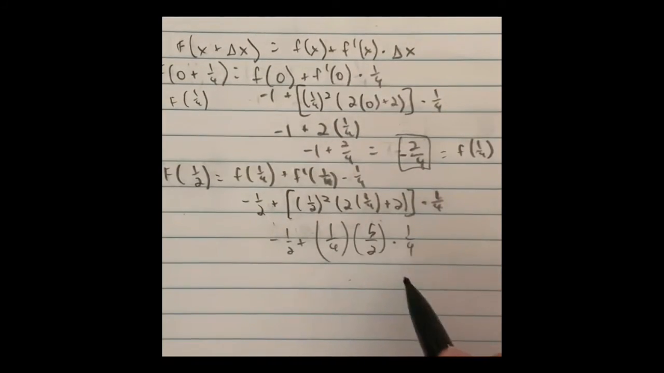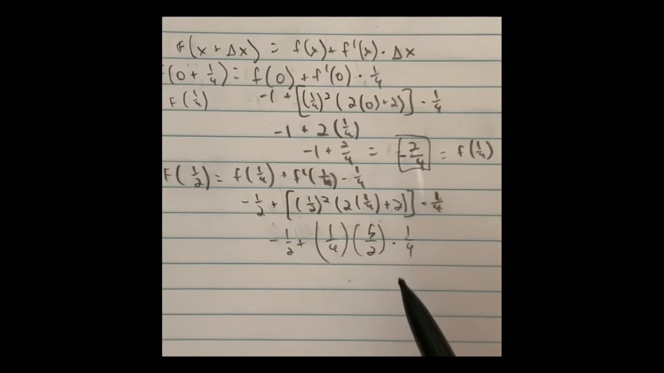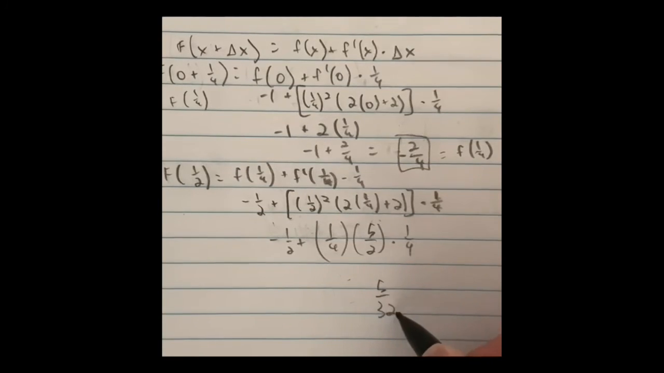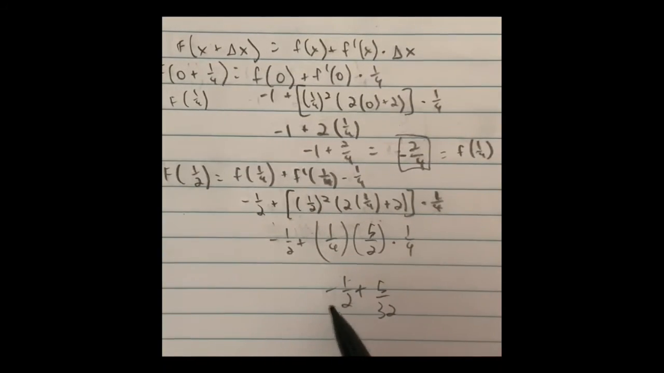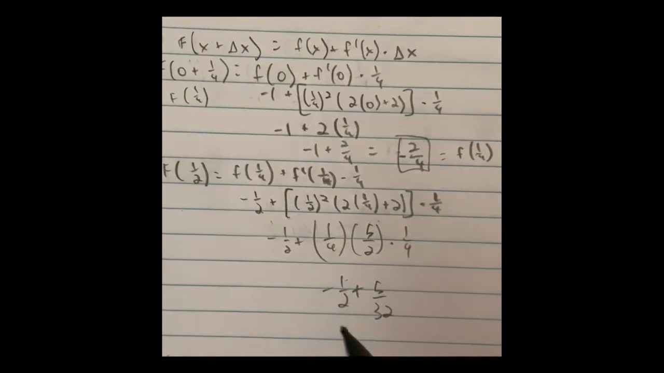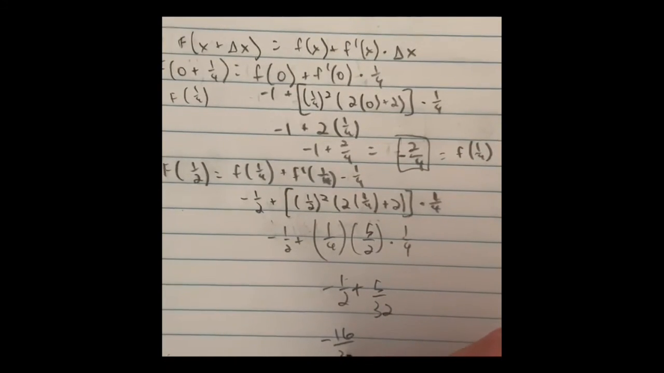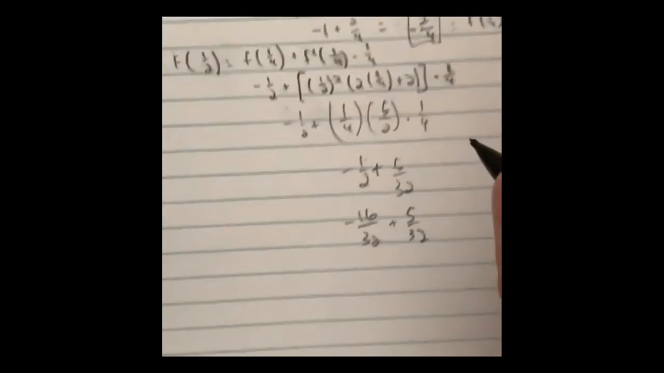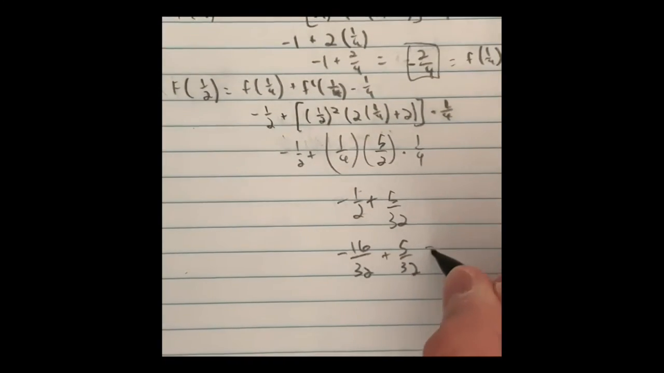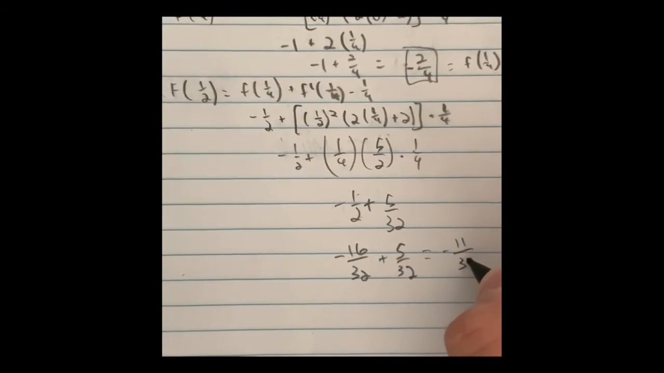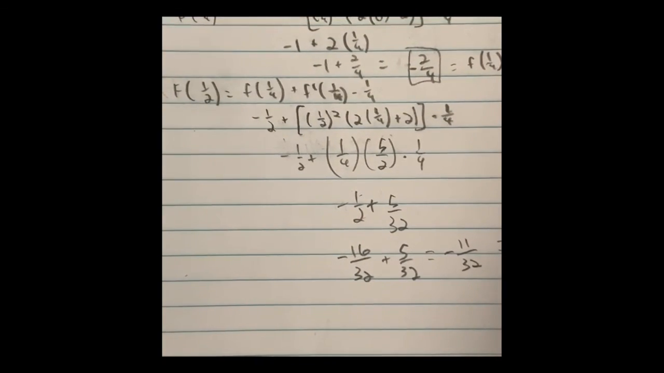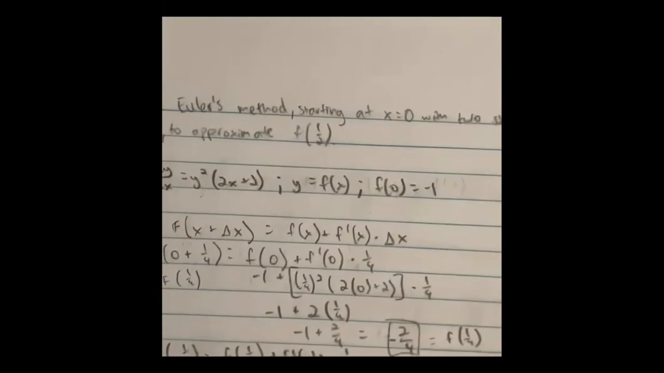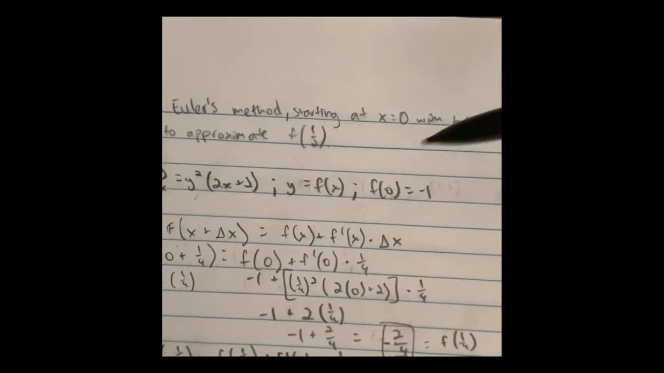So then you can multiply these. So 1/4 times 5 over 2 is 5 over 8. 5 over 8 times 1 over 4 is 5 over 32, plus negative 1/2. Negative 1/2, to get common denominators, becomes negative 16 over 32, because that's the same thing, plus 5 over 32, which equals negative 11 over 32, which is what f of 1/2 is. And that is how you use Euler's method starting at x equals 0 to approximate f of 1/2.